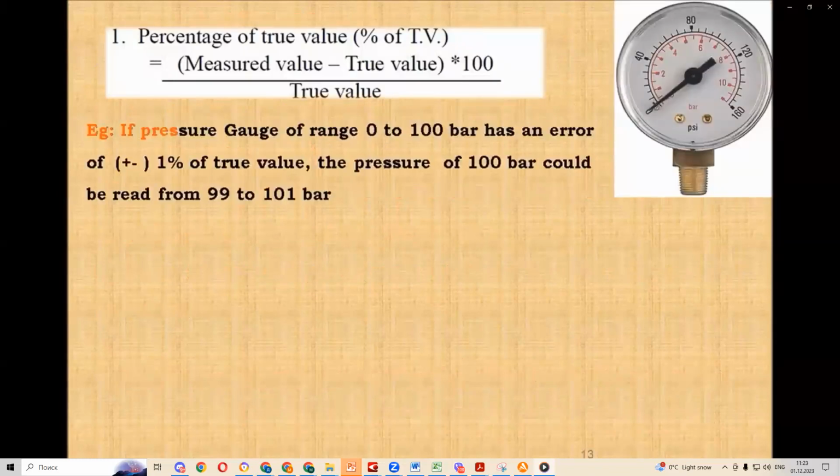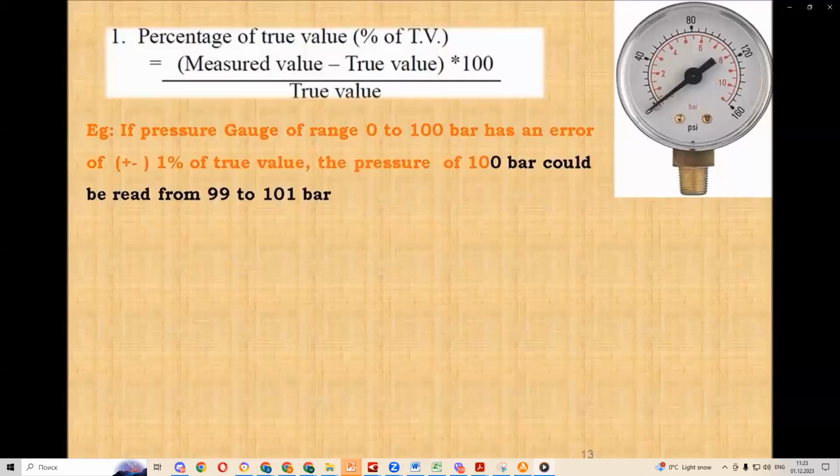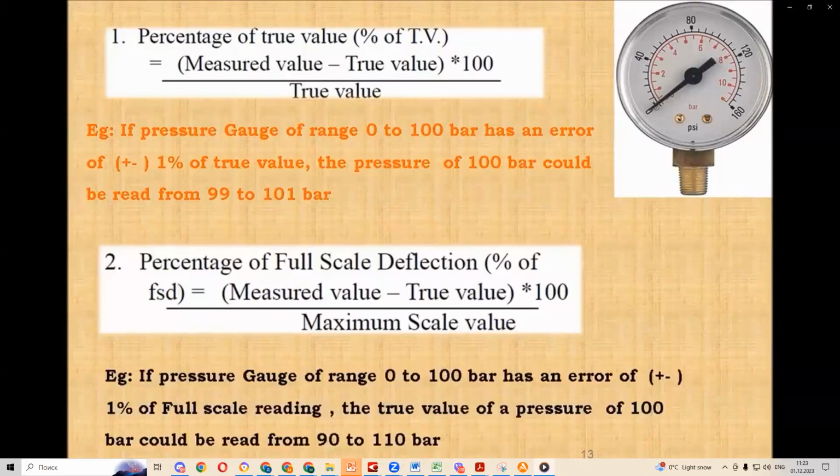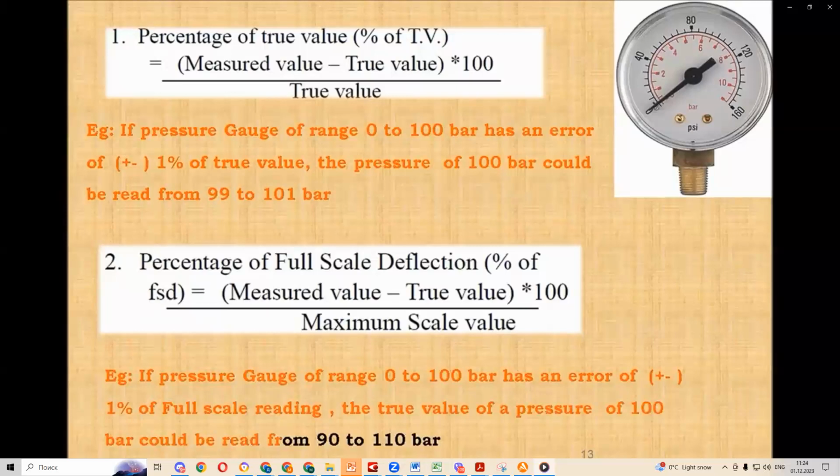For example, if a pressure gauge of range 0 to 100 bar has an error of plus or minus 1% of true value, the pressure of 100 bar could be read from 99 to 101 bar. Also, accuracy is defined in terms of percentage of full-scale deflection. For example, if a pressure gauge of range 0 to 100 bar has an error of plus or minus 1% of full-scale reading, the true value of a pressure of 100 bar could be read from 90 to 110 bar.